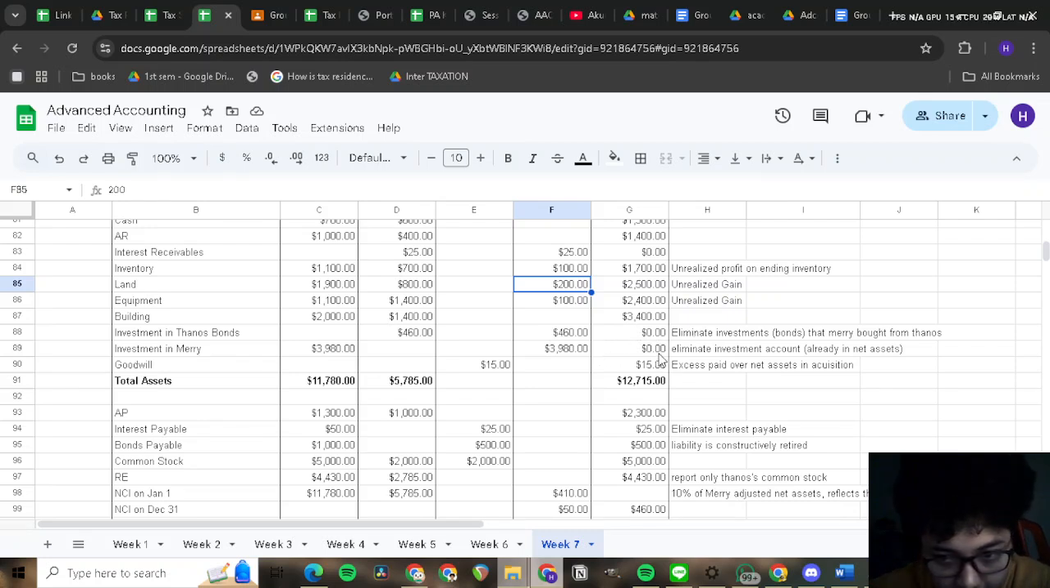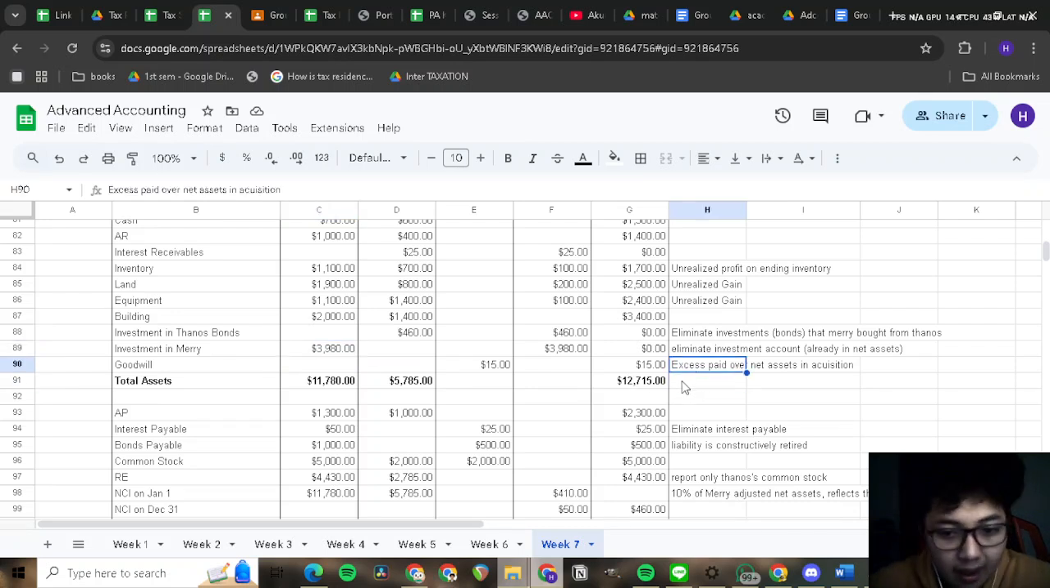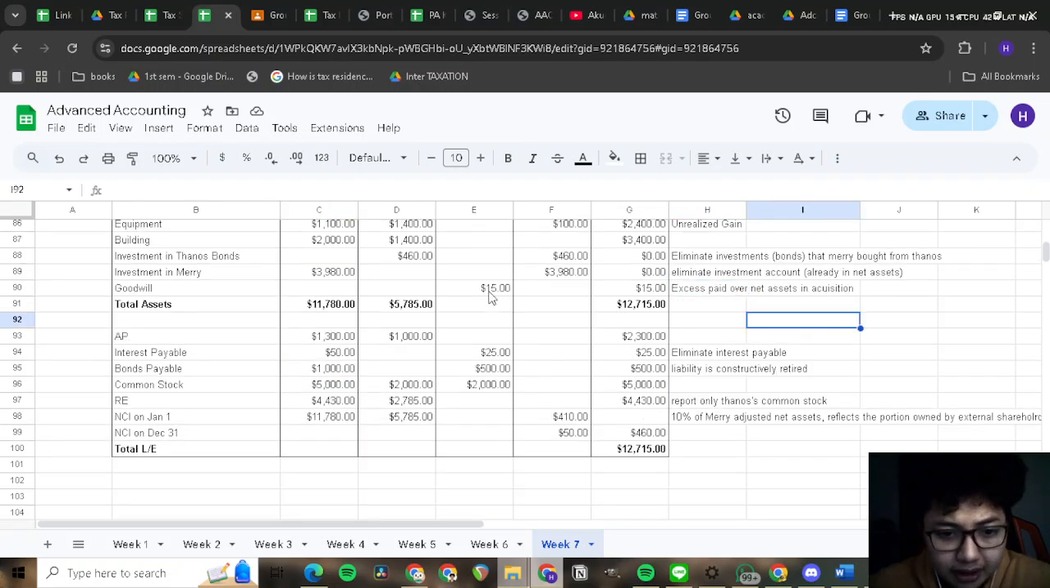I also eliminate investments, bonds that Mary bought from Thanos, so this one. And I also eliminate this investment in Mary account, as basically the investment in Mary account, quote unquote, is already part of the net assets of Thanos. So you don't really need to do that because there'll be double counting. I also record a goodwill here, which basically means the excess paid over the net assets in acquisition.